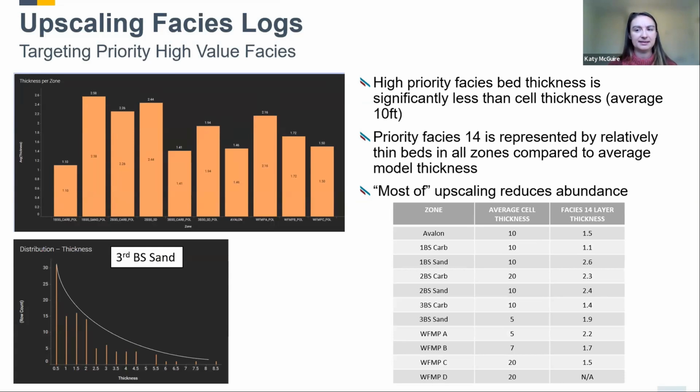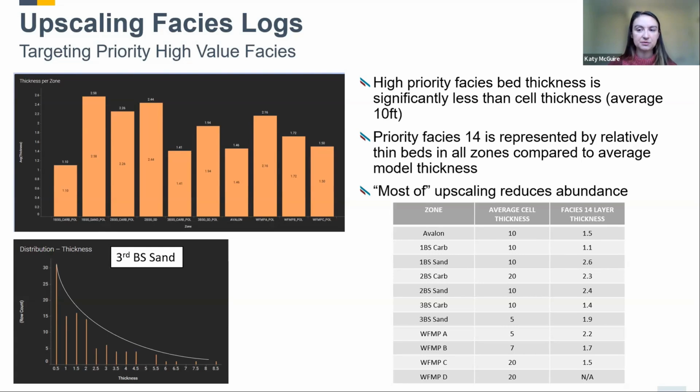It's because of the bed thicknesses. So we can plot the distribution and observe that most beds of this high priority facies are below the resolution of the vertical cell size. So I'm looking at facies 14 across all zones in the model. We can see that the average thickness, in this case, is less than the average cell thickness.